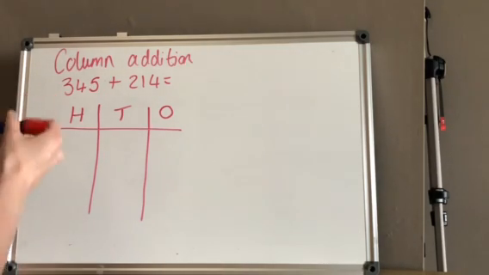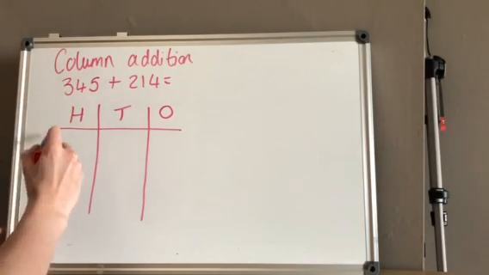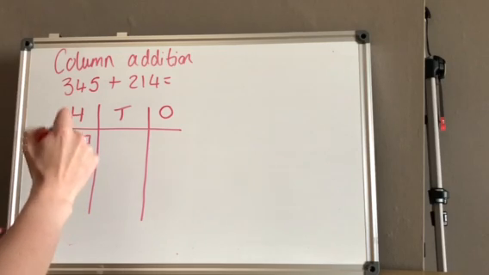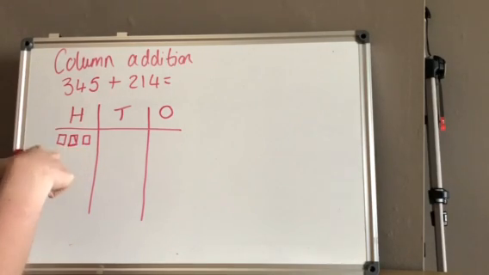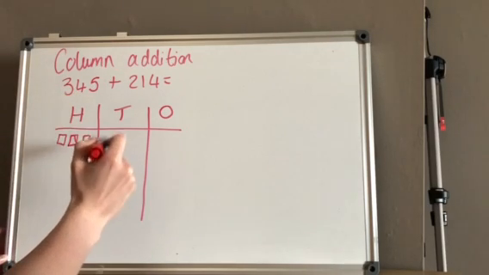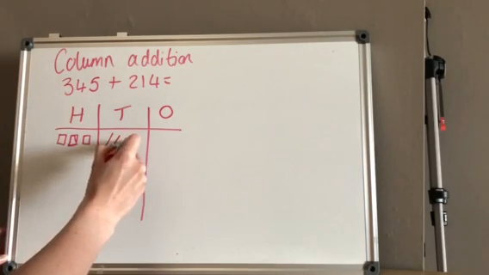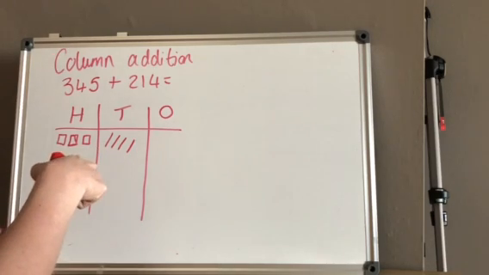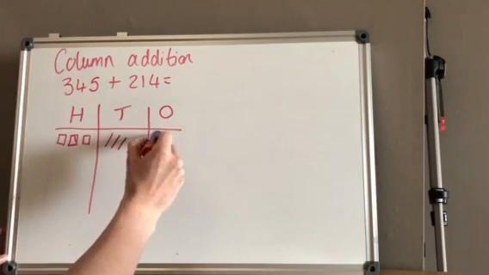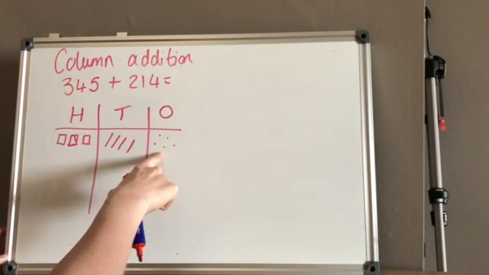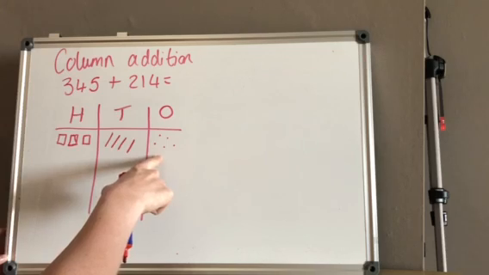So in this number here, we've got 3 hundreds in the hundreds column. So I'm going to draw 3 hundreds in the hundreds column. I'm going to use base 10, so these are the base 10 squares to represent the hundreds. This number here has 4 tens, so I'm going to do 4 tens in the tens column. Again, I'm using the base 10 sticks to represent the tens, and it's got 5 ones, so I'm going to use dots to represent the little base 10 cubes for the ones in the ones column.